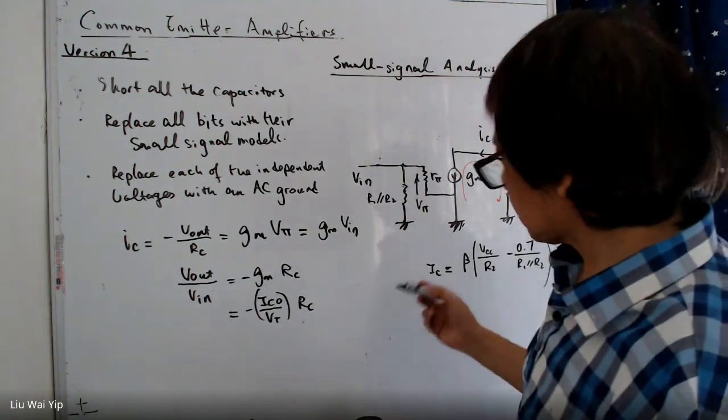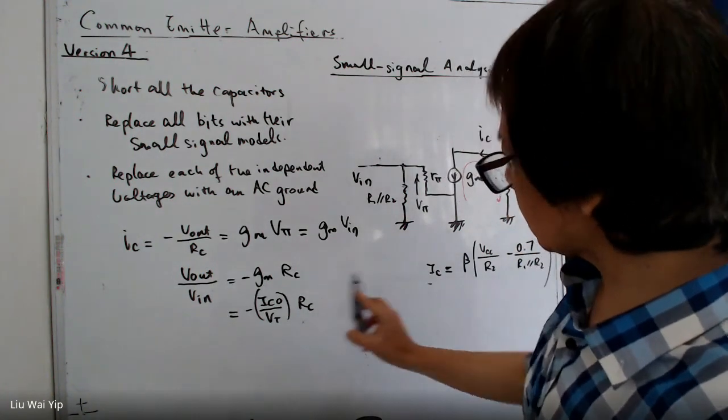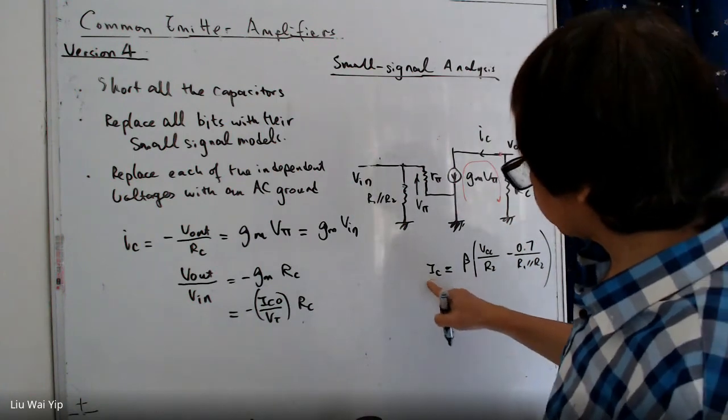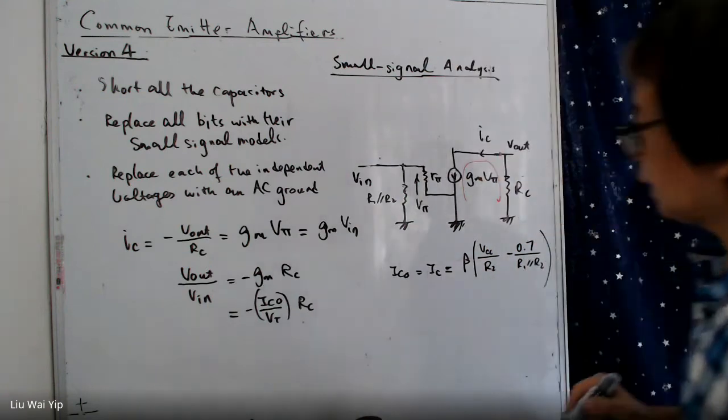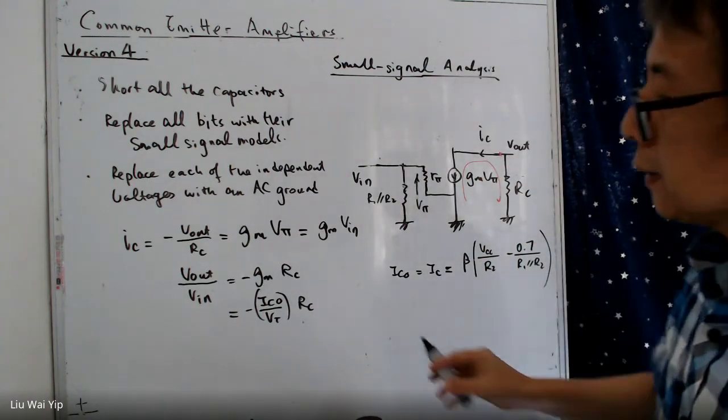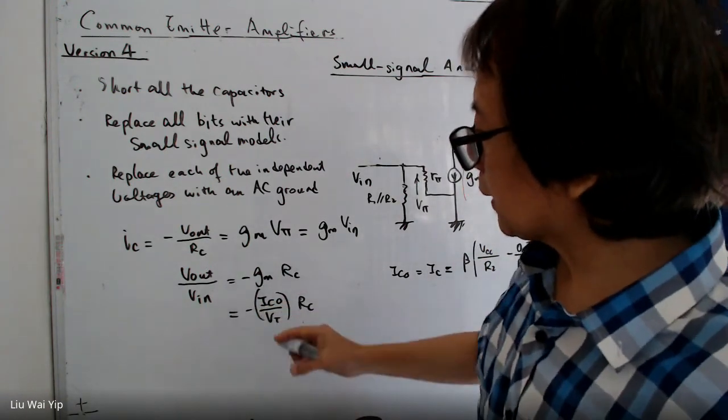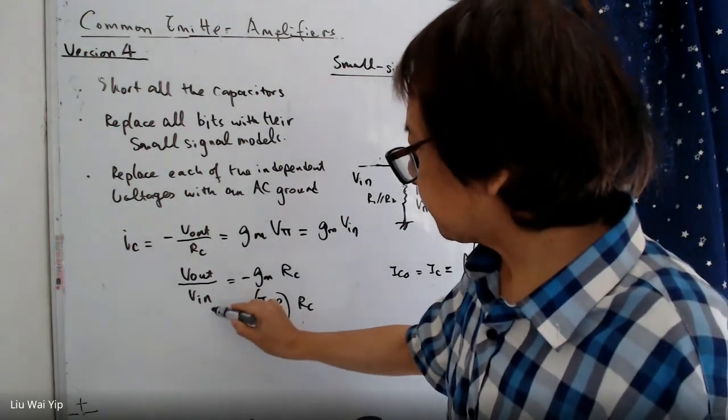So I think it's pretty clear now. You just substitute this IC into here. Then the voltage gain will be done.